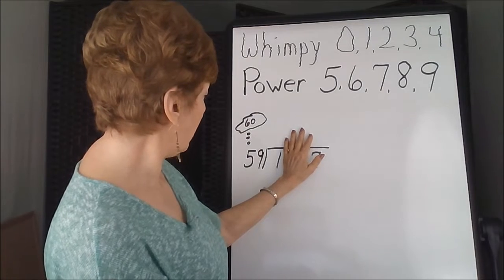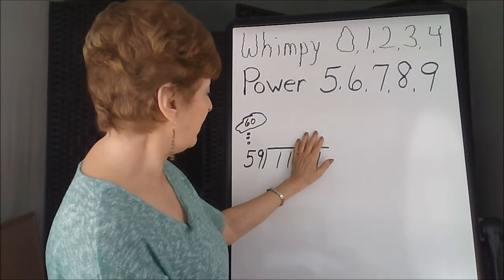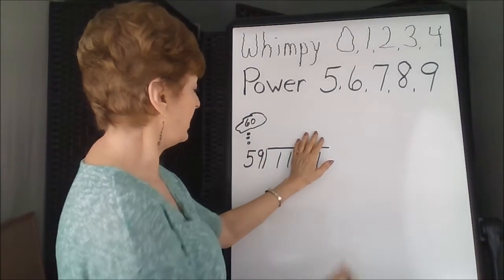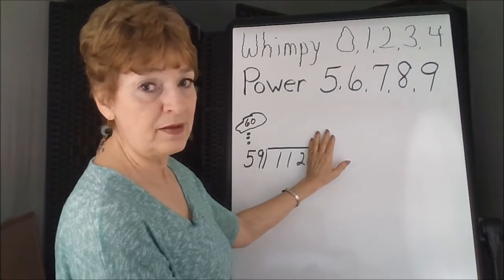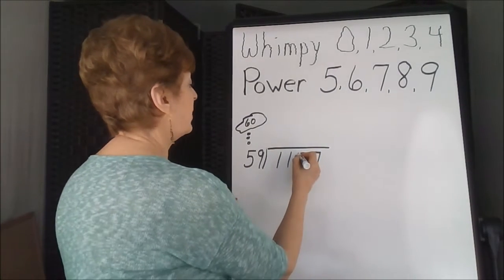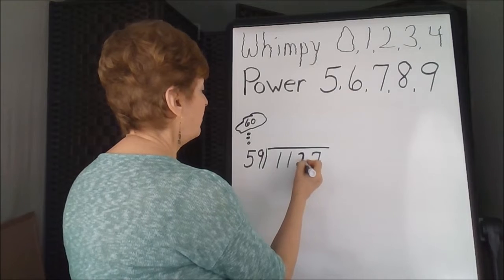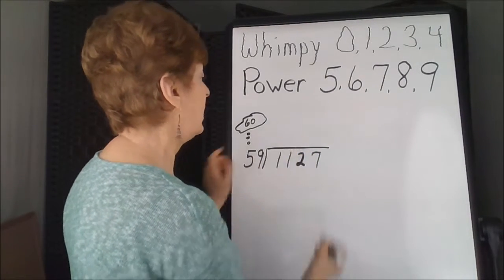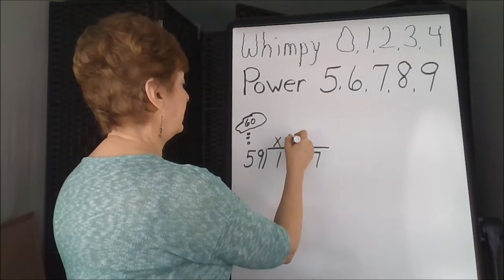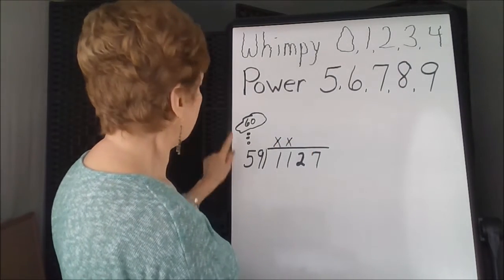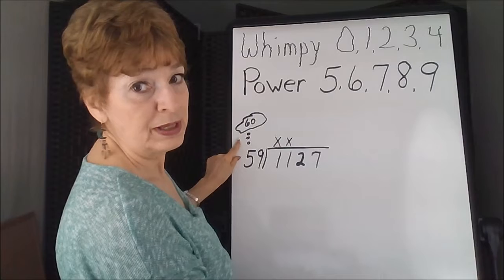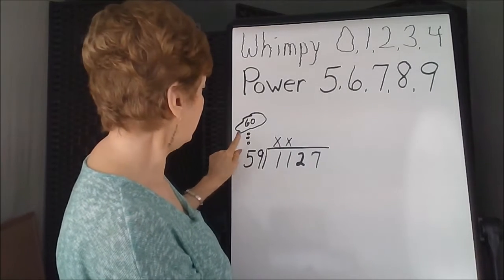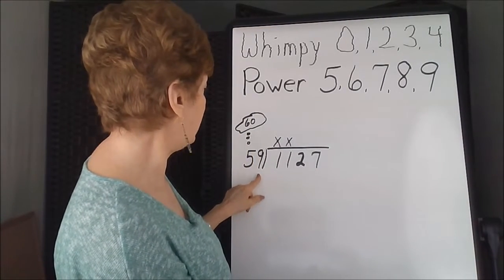1 is too small. 11 is too small. 59 is much higher. 112, there we go. So this is where our first number is going to go here, above it. You can X these off if you'd like. Now for our choice, we're going to be looking at the 6, the 60, instead of the 59.